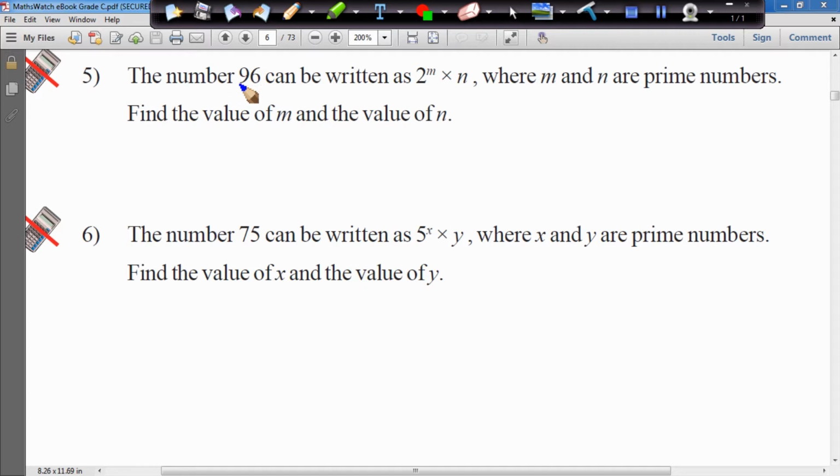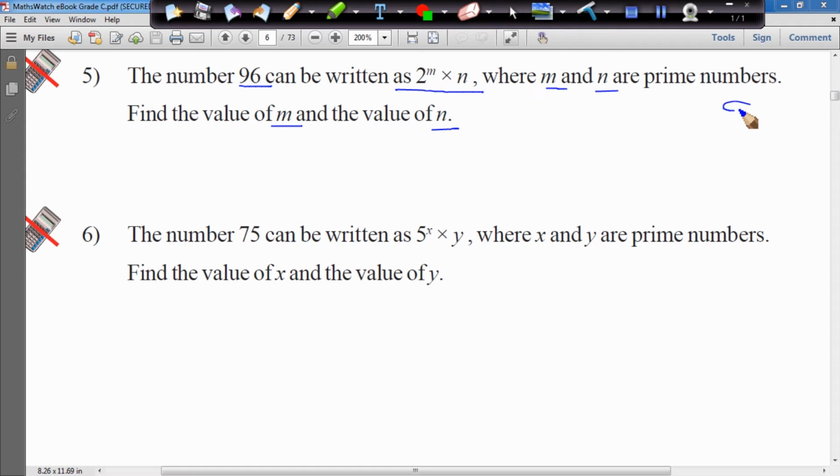Okay, here we go. The number 96 can be written as this, where m and n are prime numbers. Find the values of m and n. If I was to say to you, express 96 as a product of its prime numbers, you would know exactly what to do. But this wording is just overcomplicated. This is examination wording. That's what it means. When they give you these words, don't freak out. Most students see this in examination and they freak out. Nothing to freak out about.